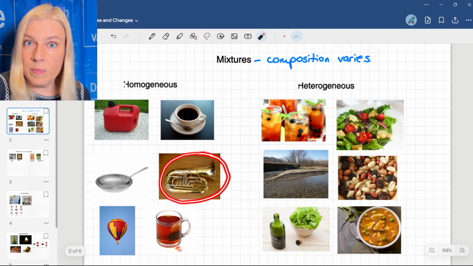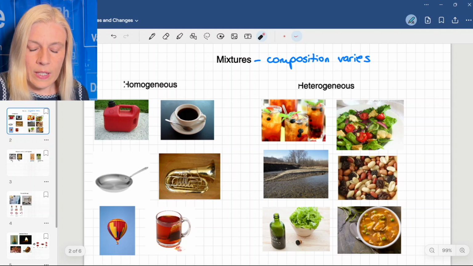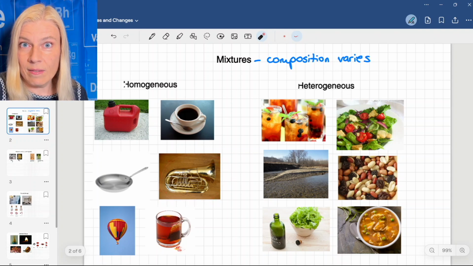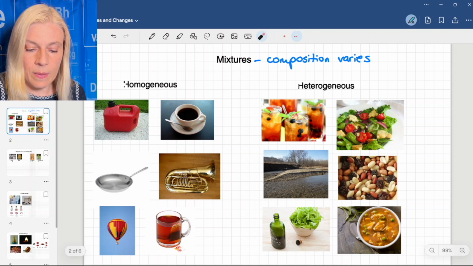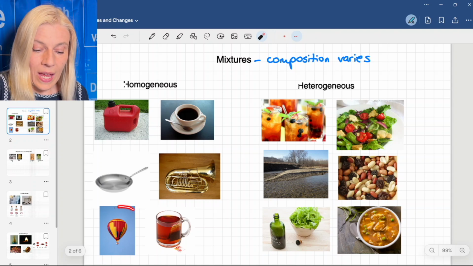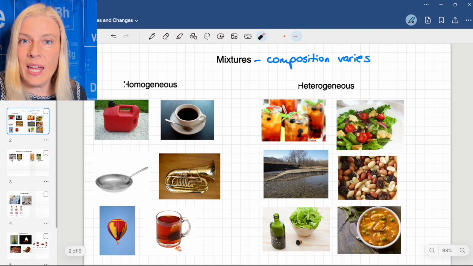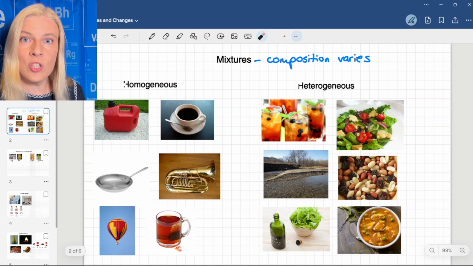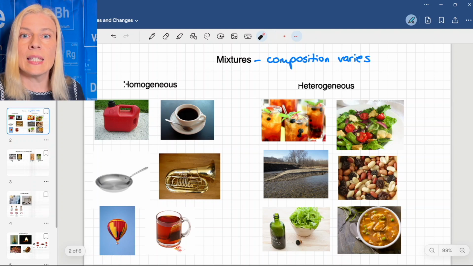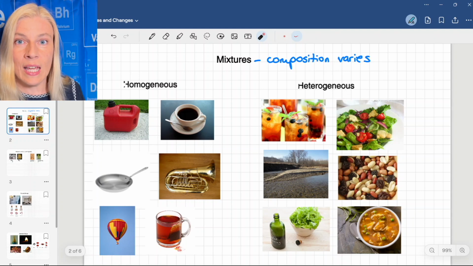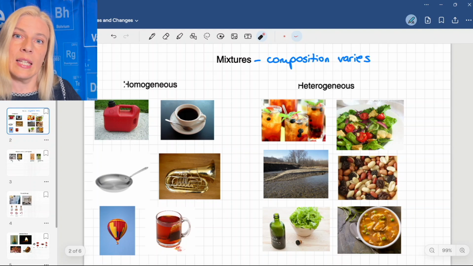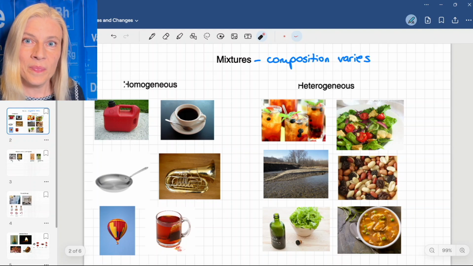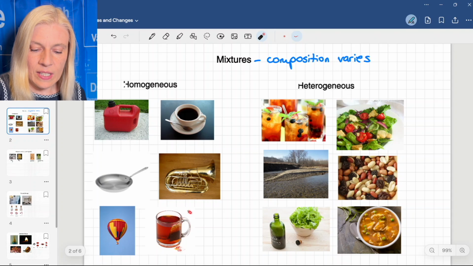So here are brass instruments. That's also a nice mixture. You have copper and zinc. Yes, you mix two elements here. It's a mixture. Mixtures also can be in a gas state. So air, like this hot air balloon. The air in this room is a uniform homogeneous mixture, because if I'm standing in this corner, I'm going to have the same amount of oxygen as a person standing in the corner opposite of me. Yes?